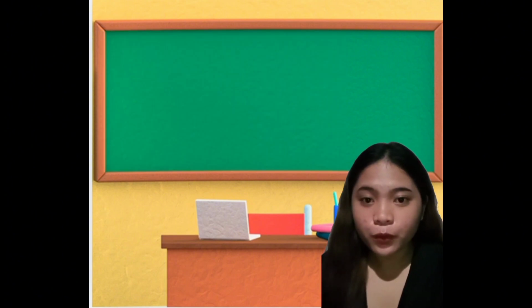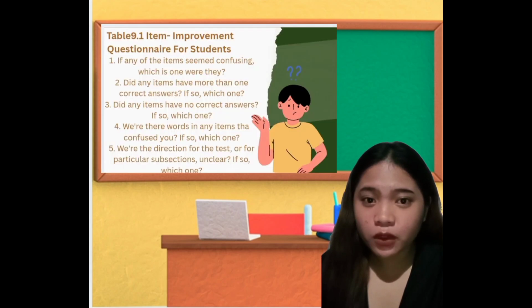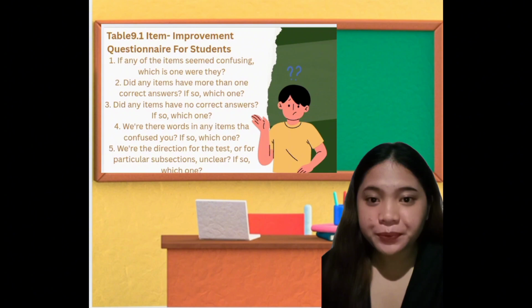So, sa Table 9.1, it is better to conduct the review activity a day after taking the tests so the students still remember the experience when they see a blank copy of the test. So, item improvement questionnaire for students. If any of the items seem confusing, which ones were they? Did any items have more than one correct answer? If so, which ones? Did any items have no correct answers? If so, which ones? Were there words in any items that confused you? If so, which ones? Were the directions for the test or for particular subsections unclear? If so, which ones?